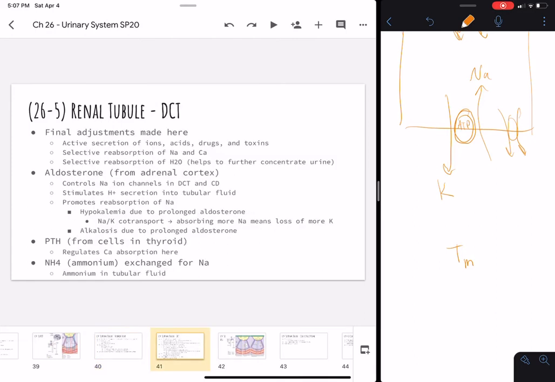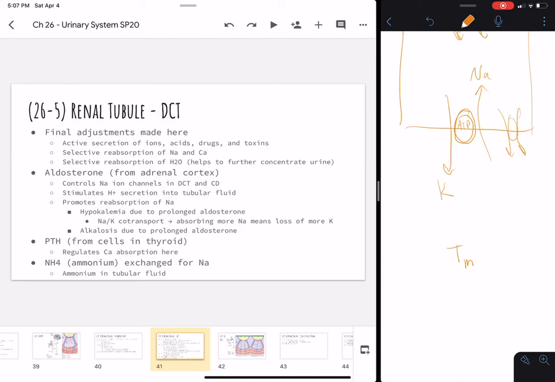Then we move to the distal convoluted tubule. This is where that fine-tuning happens. We're selectively reabsorbing things like sodium and calcium if we haven't already taken care of it. We're selectively reabsorbing water in case the nephron loop didn't do a good job, but we know the collecting duct is going to do most of that. We might secrete ions, acids, drugs, and toxins. So if the glomerulus already filtered it out, but maybe it missed a couple, now the peritubular capillary is also going to dump it into the tubular space.